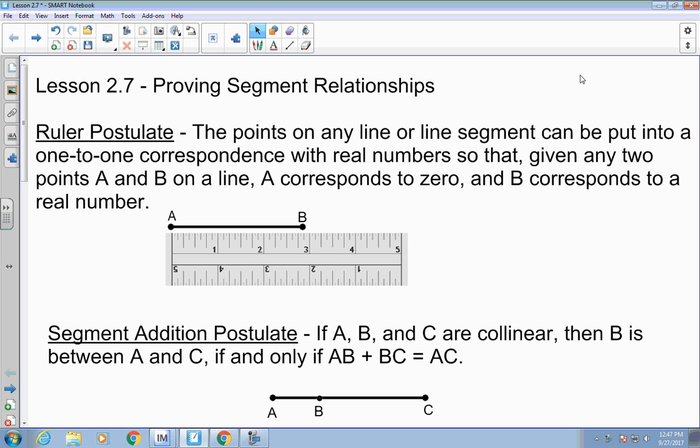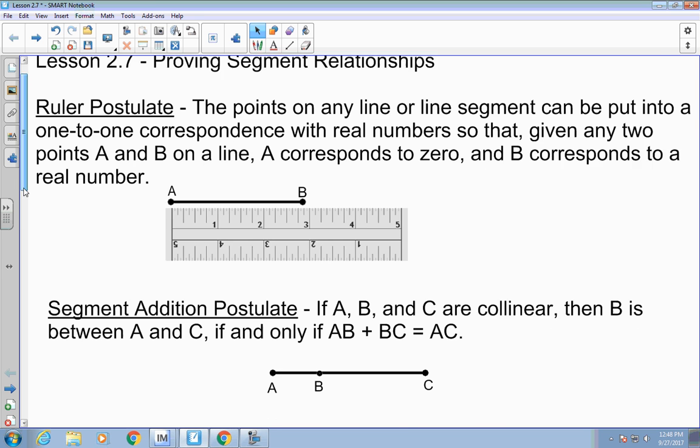Basically it says that the points on any line segment can be put into a one-to-one correspondence on a ruler, so that one endpoint is at zero and the other endpoint has a unique length. Like AB has one length. It's got one length. So A corresponds with zero, and B corresponds with what its length is.